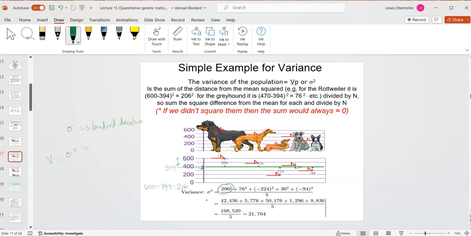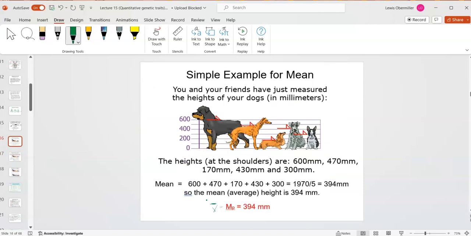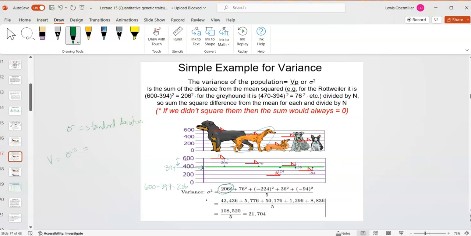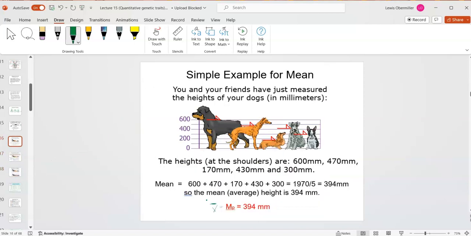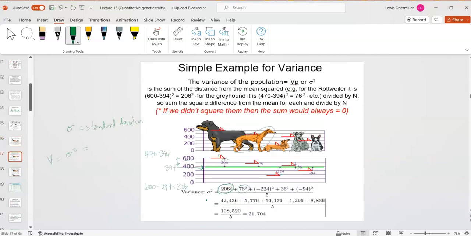And then we just go down the line. So this dog, Whippet, whatever it is, Greyhound, this one, I forgot, what's it measure? 470. So we take 470 and subtract 394, and that gives us 76, and then we square it. And then we do the same. So this one's a negative value. What is that? Wiener dog. 170. So we take 170 minus 394, and that gives us a negative 224. And then we square it, and so on and so on.